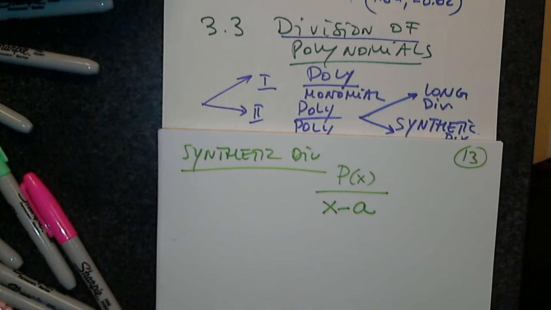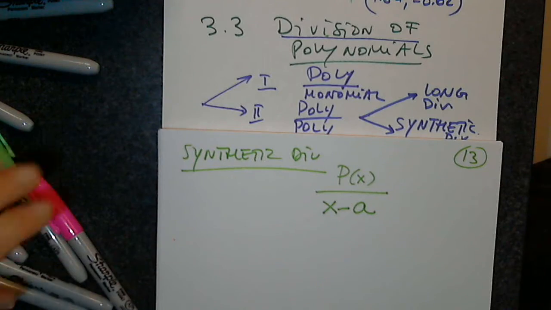Can anyone say anything about x minus a for me? What degree is this? How many terms? A can be positive or negative. So the synthetic division works only if I have whatever over a binomial, definitely power 1. So it has to be a linear polynomial, power 1. And if I have a coefficient here other than 1, I will have to factor it out. Don't put it in the synthetic division. Okay, so we'll talk about that.